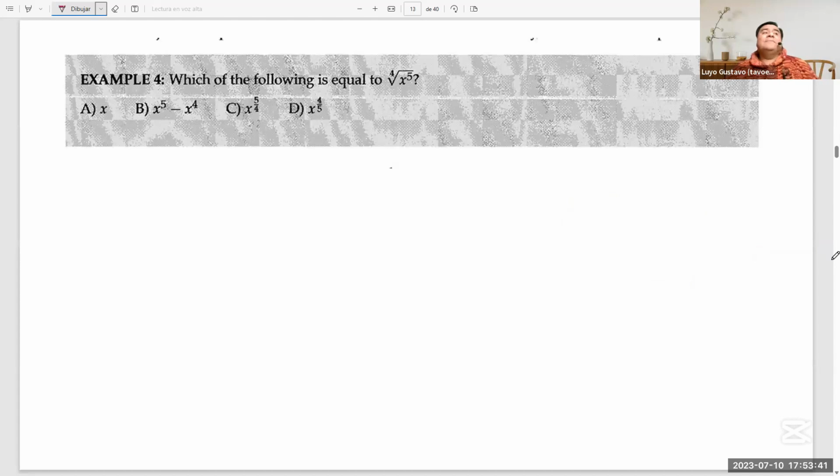Take a look at this one. Which of the following is equal to the 4th root of x up to 5? Yeah, now that we know the property, it is immediate, right? You can tell. Which one is the correct choice? D.